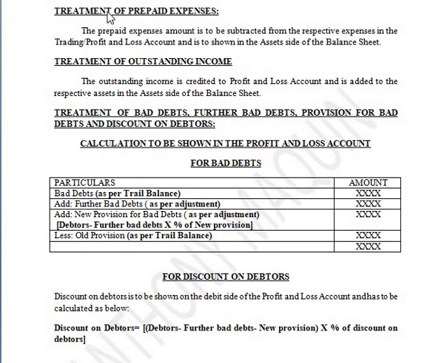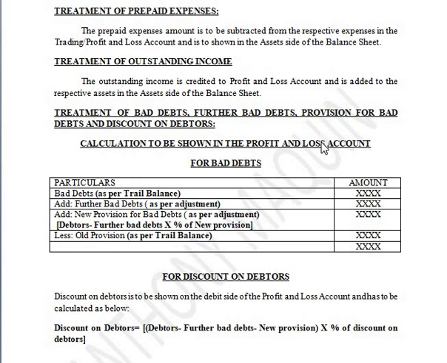So first of all, regarding treatment of prepaid expenses, any prepaid expenses will be subtracted from the respective expenses either in the trading or profit and loss account, as the case may be, and also shown on the asset side of the balance sheet. Then the treatment of outstanding income: remember, the outstanding income is credited to the profit and loss account and will be added to the respective assets on the asset side of the balance sheet. Then regarding the treatment of bad debts, further bad debts, provision for bad debts, and discount on debtors, we have discussed this in the previous video.